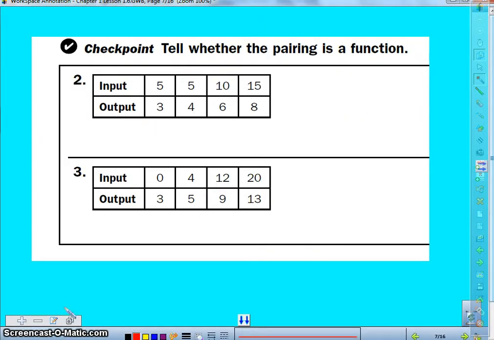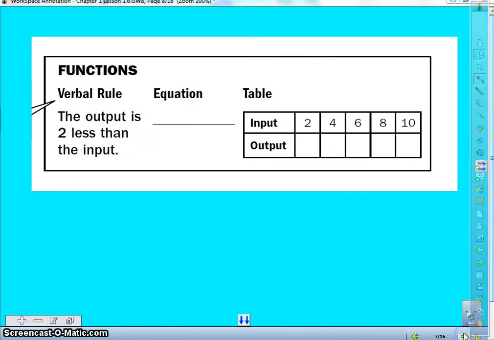All right, so I'll let you answer these real quick. Okay, so this is what I got. I got the top one not being a function because this 5 gives me a 3, but this 5 also gives me a 4. If you ever have to cross numbers like that, it's not going to work, because I could say that this 5 gave me a 4, this 5 gave me that 3. So that's not going to be a function. This one over here is, because each input gives exactly one output.